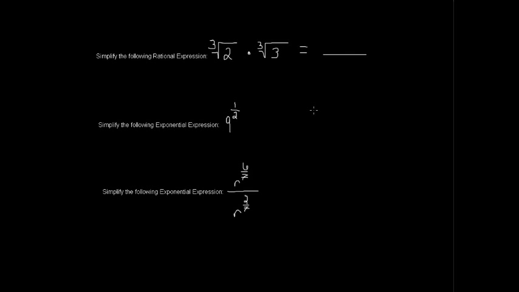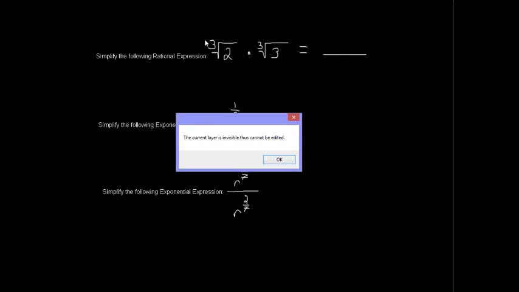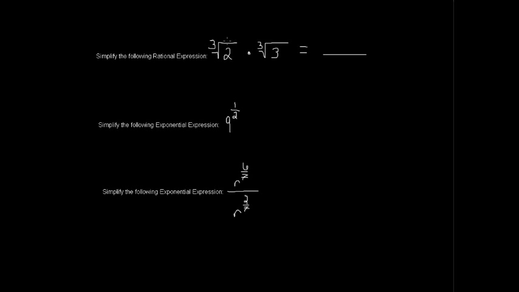So the first equation I have here is to simplify the following radical expression. We have 3 radical 2 times 3 radical 3. Now the first thing you need to notice is that these numbers here outside the radical are the same. They're both the same, so they're going to stay the same.